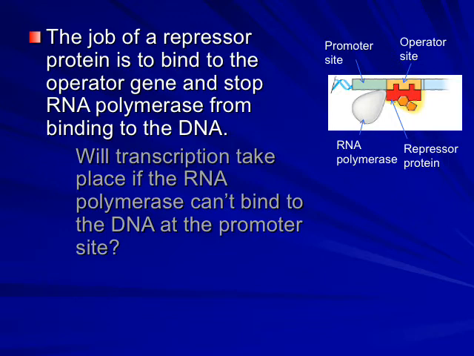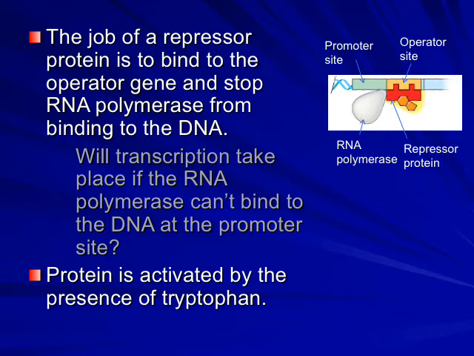So will transcription take place if RNA polymerase cannot bind to the DNA? No, it won't. So the protein is activated by the presence of tryptophan. So if you take a look, that golden two-piece molecule that's attached to the red repressor, that is the molecule tryptophan. So in other words, then that gene is not going to make tryptophan if that red protein is there.